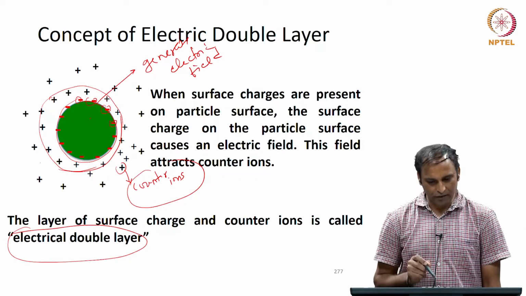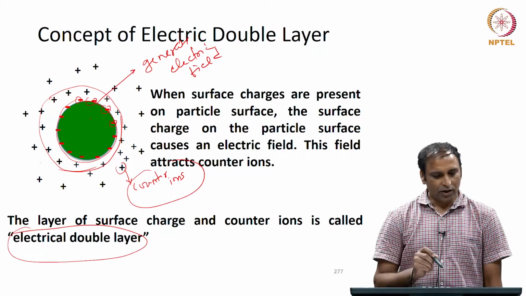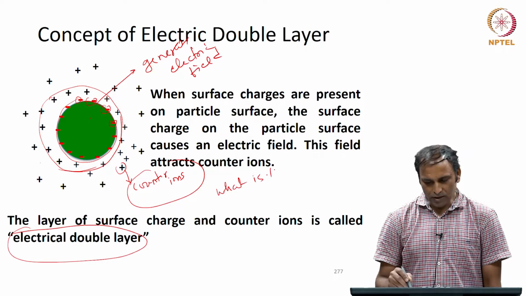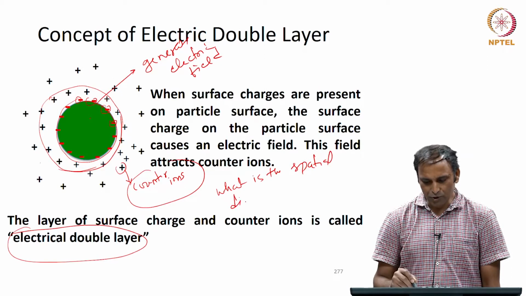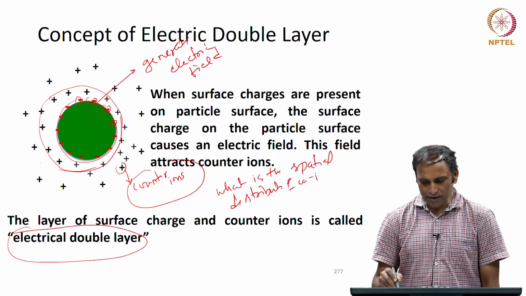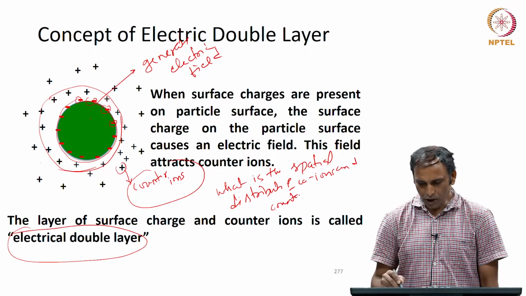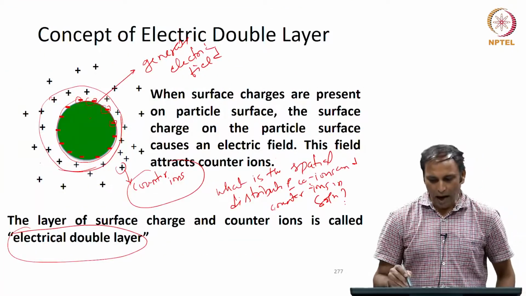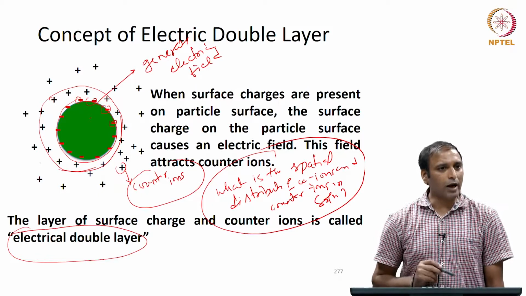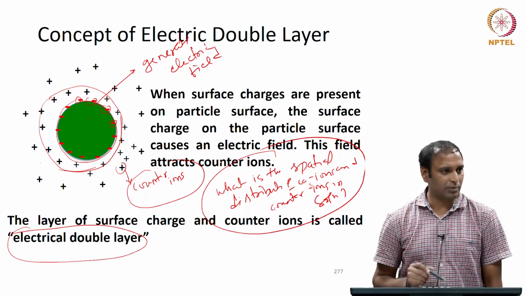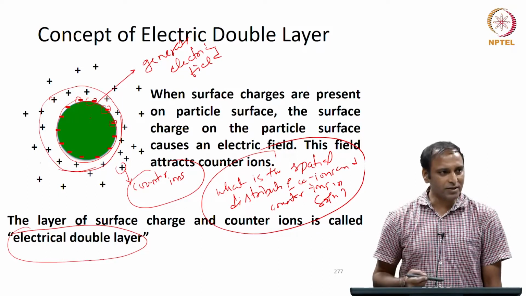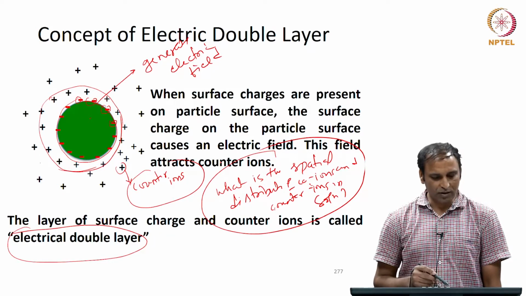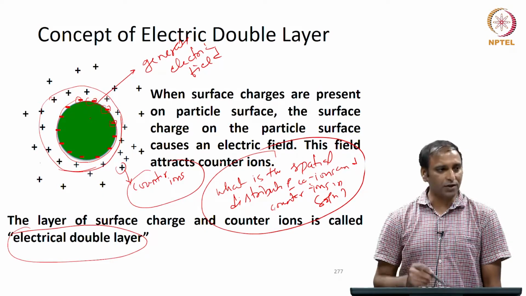What is really important when looking at electrical double layer interactions is that we are interested in asking questions such as: what is the spatial distribution of co-ions and counter ions in solution? Answering this question is really important if you want to understand the electrostatic interactions, or the electrical double layer interactions. So we are going to look at some models in which people have proposed different depictions of the distribution of counter ions and co-ions in solution.